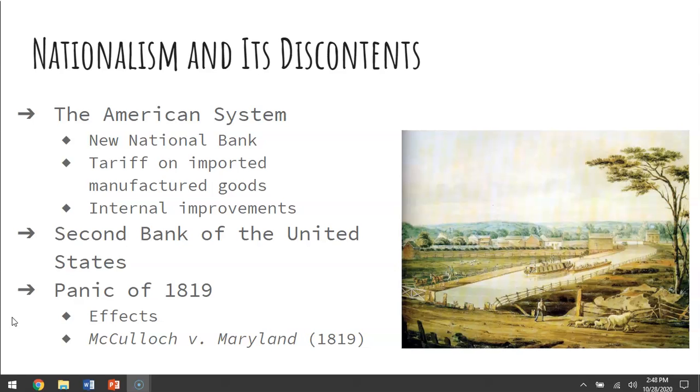And in this court case, Chief Justice John Marshall declared that the bank was a legitimate exercise of congressional authority under the Constitution's clause that allowed Congress to pass necessary and proper laws. Therefore, the states lacked the authority to destroy an agency that was created by the national government.